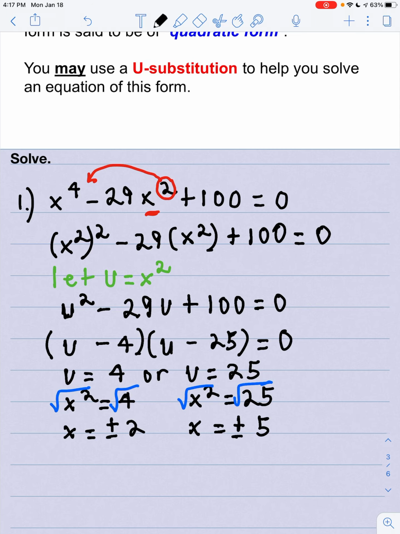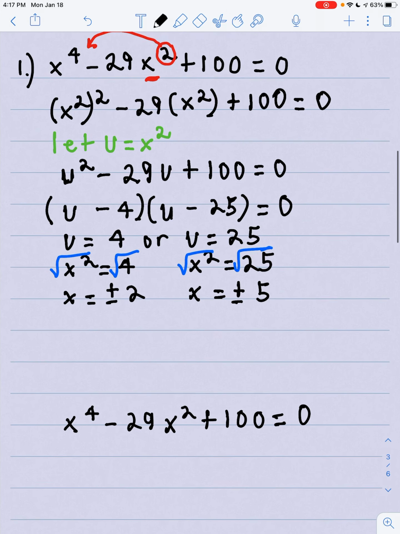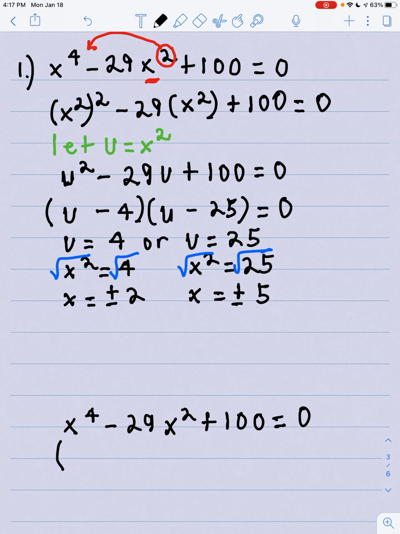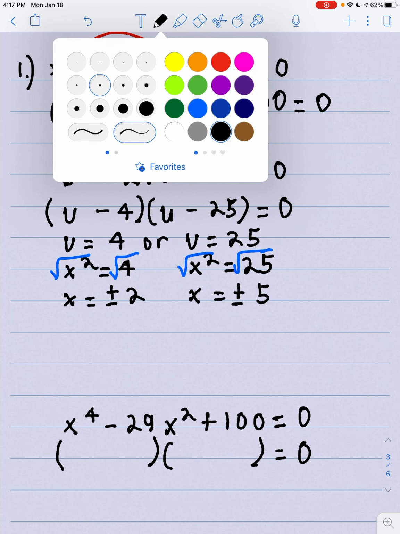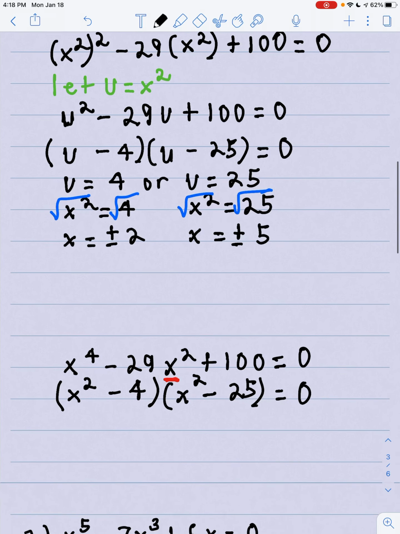But we used u as a way to help us solve for x because it made it look more like a quadratic. Moving down, I'm going to show you I could actually have solved this equation directly, and I could have just done reverse FOIL right off the bat. If I notice that the middle term's power, again, is half of the first term's, then what I can do is recognize that, and in the first positions, use x squared and x squared, and then put in the 25 and 4. Again, the order doesn't matter. I'll do it the same order I did above. To get a positive 100, while the 29 x squared is negative, I have to use both being minus.